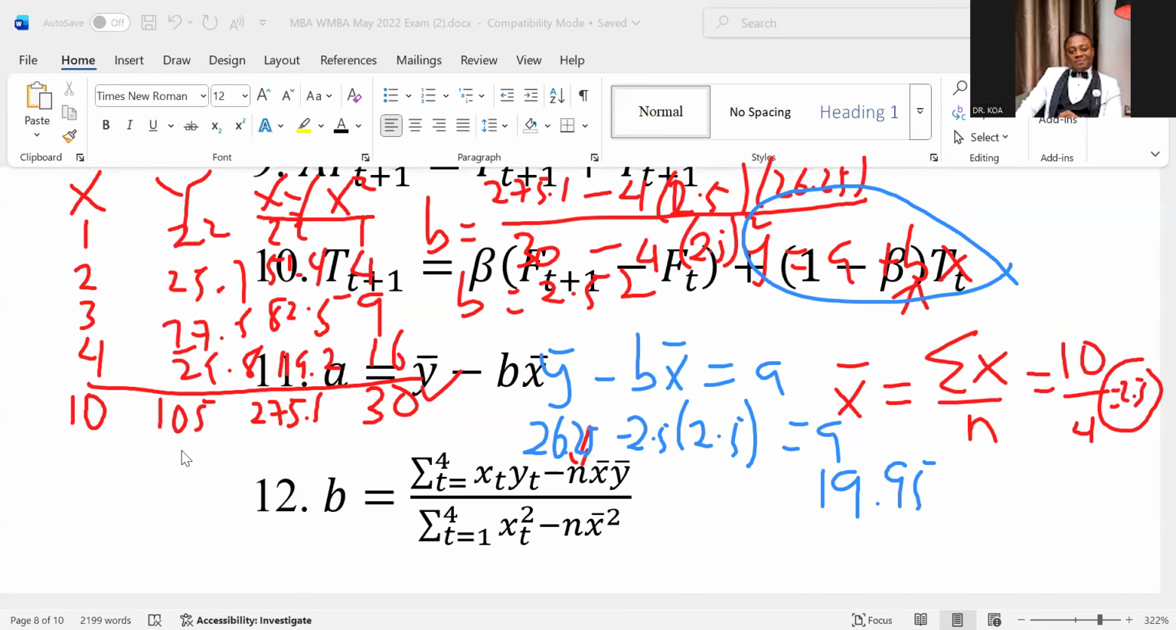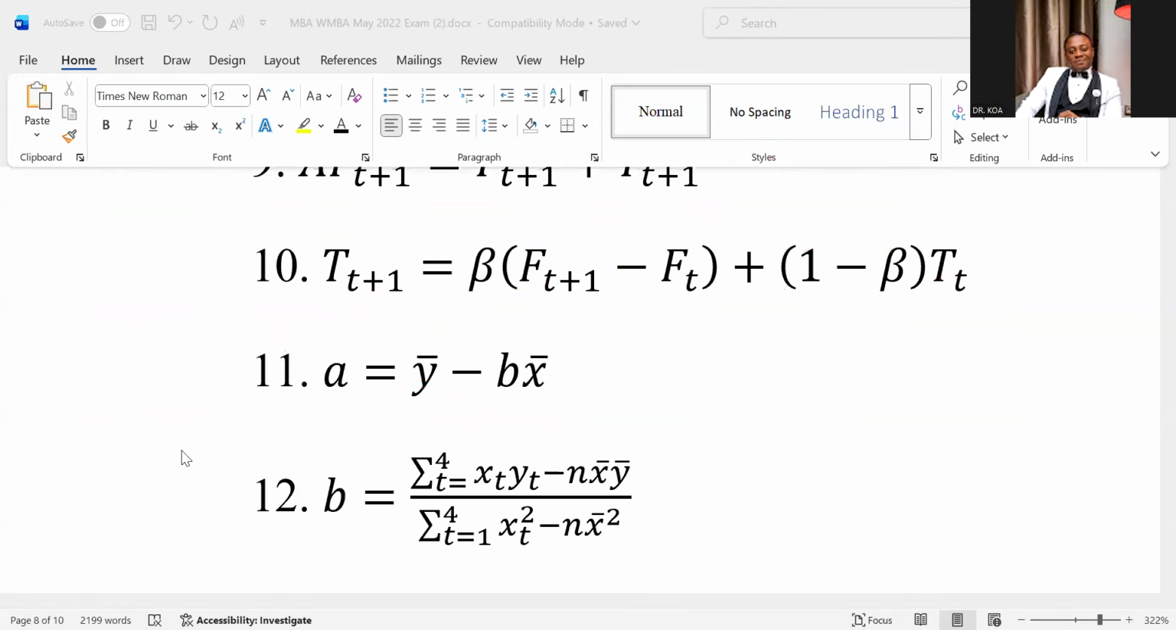19.95. So now you have your 19.95. You can now write the entire equation. Let's write the entire trend line equation.